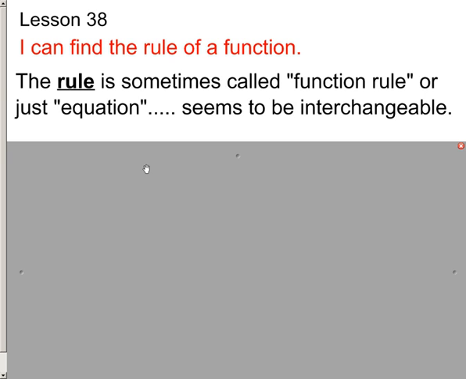And a lot of times, even in the same worksheet, they'll refer to it as a function rule in one spot, and then in the next area of the worksheet, they'll refer to it as an equation. So they'll flip back and forth between these, and these are the three big ones. They'll call it a rule, a function rule, or they'll just refer to it as the equation, which is what you already know and are used to at this point.